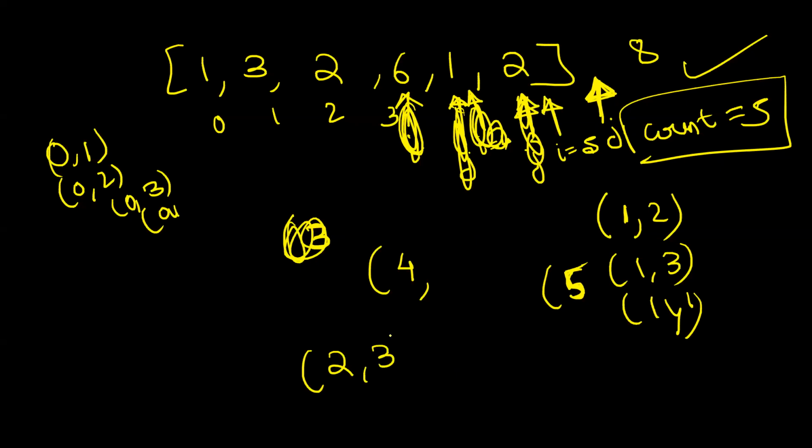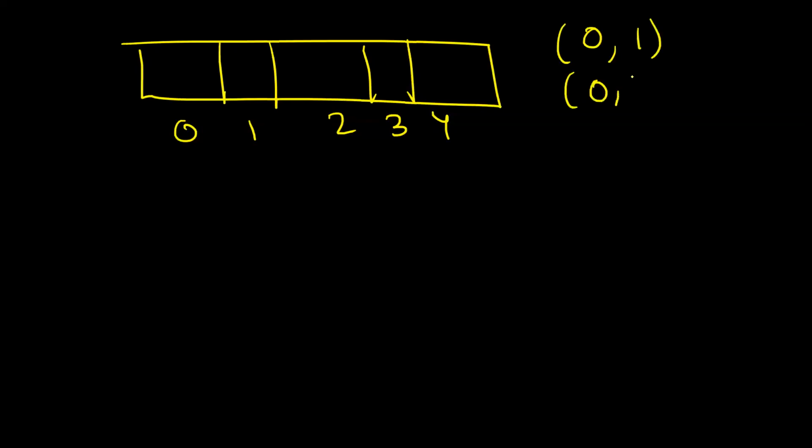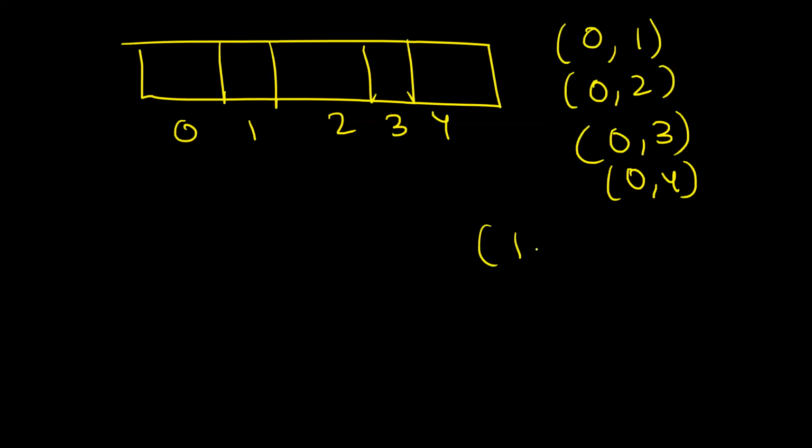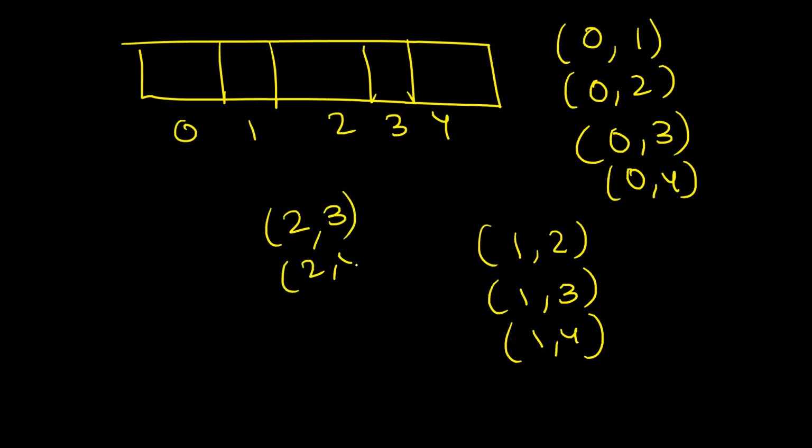Then I check for pairs 2,3, 2,4, right? So let's say if my array is of size 5, then you are checking all the pairs: 0,1, 0,2, 0,3, 0,4. Then you are checking pairs like 1,2, 1,3, 1,4. Then pairs like 2,3, 2,4. Then pairs like 3,4. That's it. These are the pairs that you are checking. Now let's code it up.